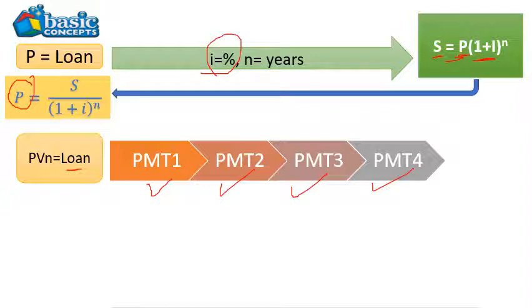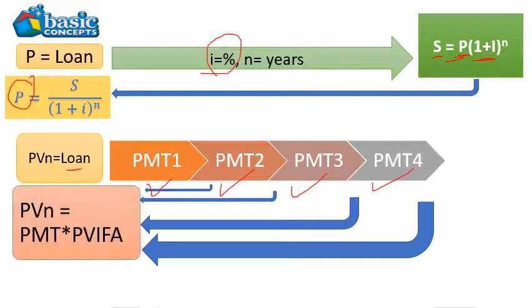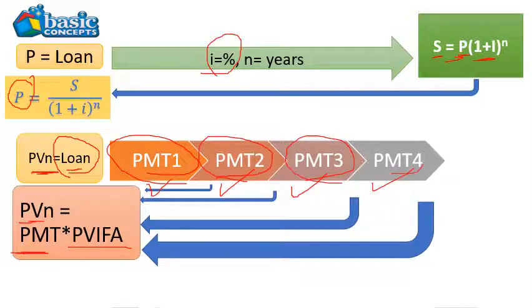In the same way as a single amount, we can calculate the present value by discounting these payments to find the present value of this annuity. So the original value of the loan is the present value of an annuity of payments. It can be obtained by multiplying the periodic payment times the present value interest factor for an annuity.